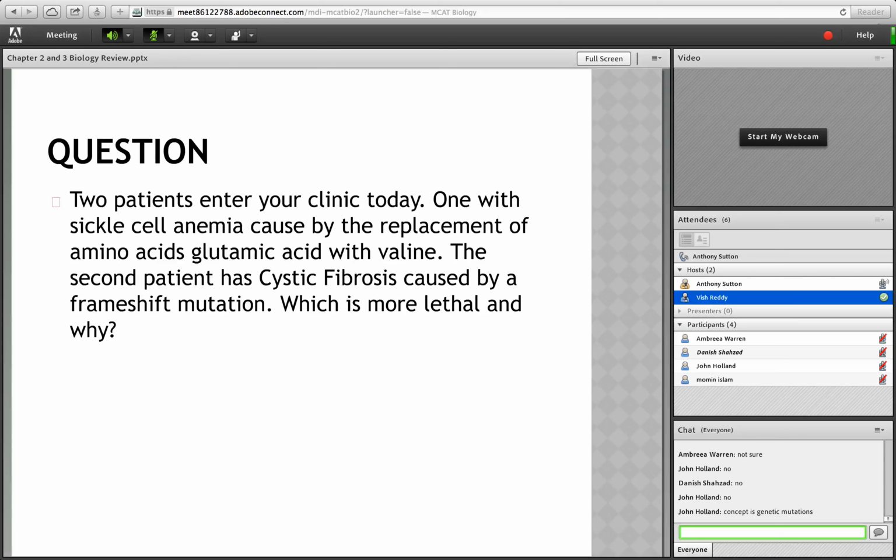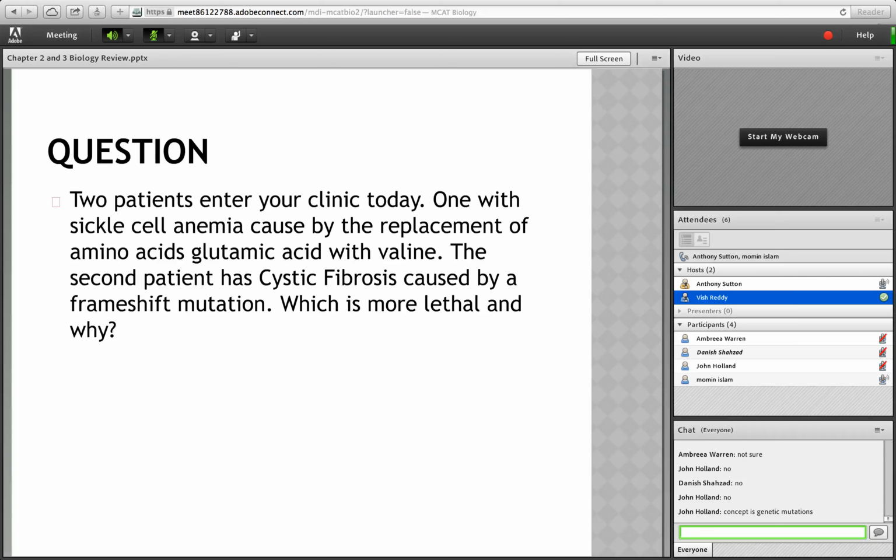the application part is that now, okay, I know what genetic mutations are. I know you've got point mutations. I know you've got frame shift mutations. Now, how do I apply that information about genetic mutation to this question where they're talking about two disease processes? Well, the application is that I have to identify whether sickle cell anemia is a frame shift or a point mutation. And we know that it's a point mutation, right? And what type of point mutation is that for sickle cell anemia?